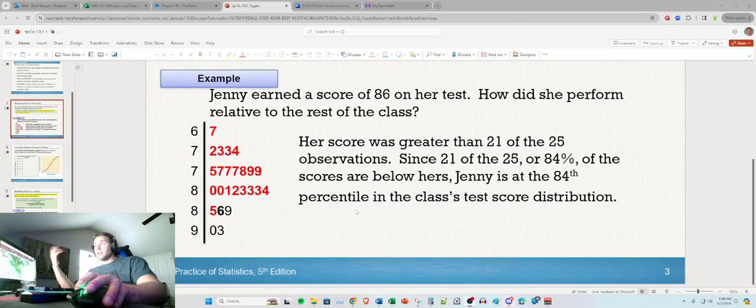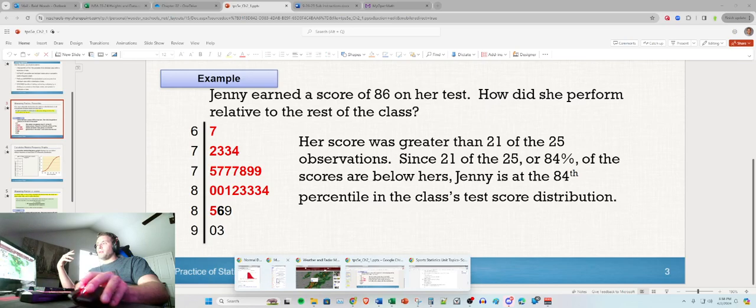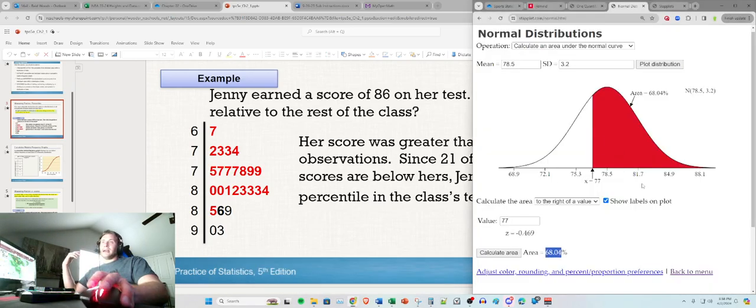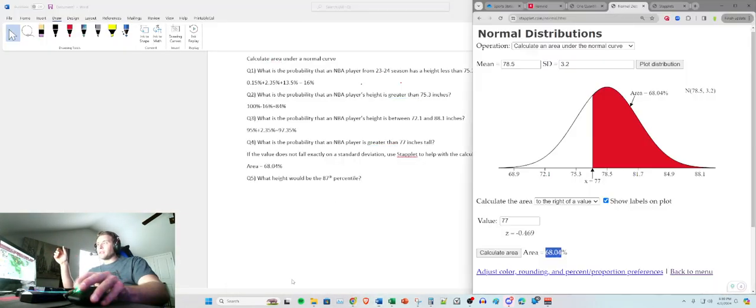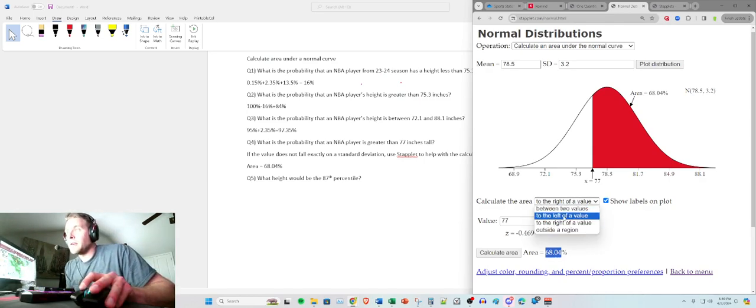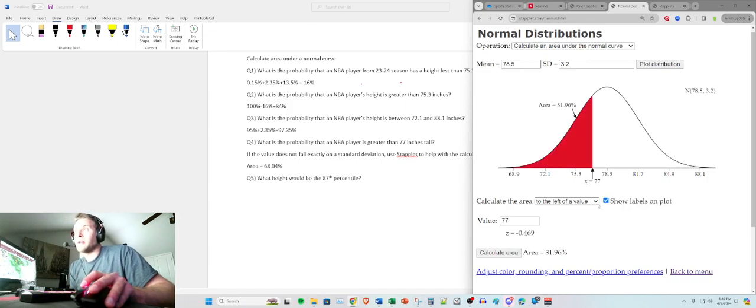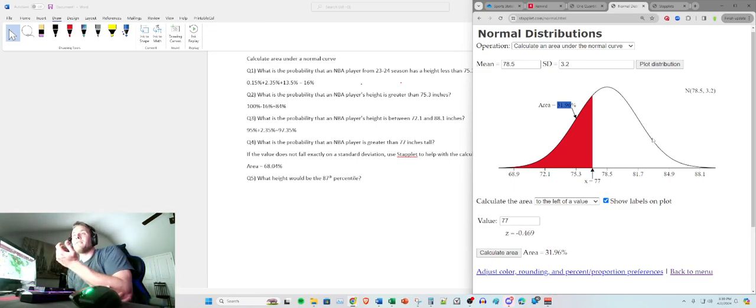And we did the task within this NBA data to learn about percentiles, and we chose heights. And so we're interested in what value would be the 87th percentile. What height would be the 87th percentile? So that would be to the left is what we're thinking. So if I say to the left and I pick the value, okay, right there. Well, 77, what we just did for question 4, would pretty much be the 32nd percentile, because 31.96% is to the left of it.